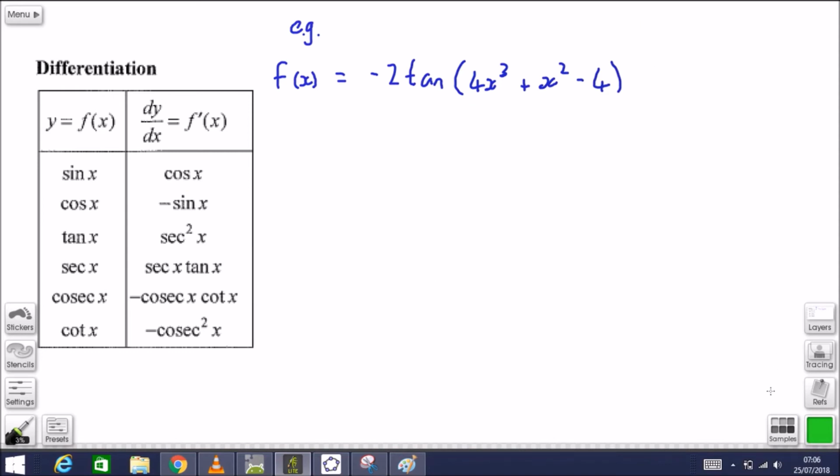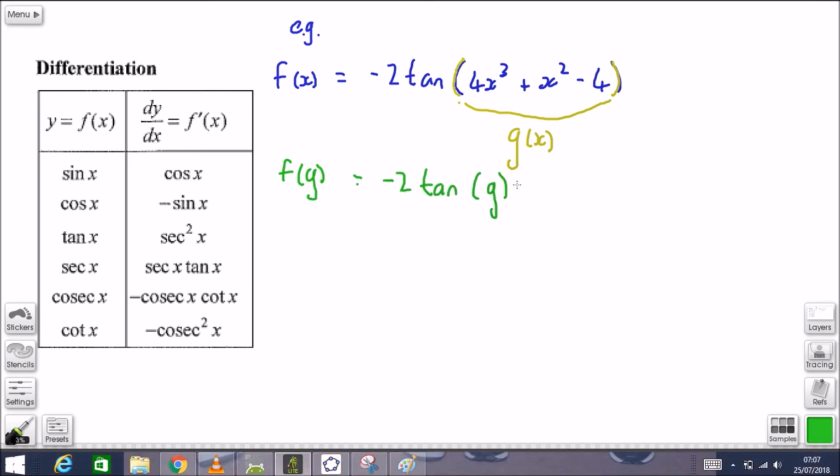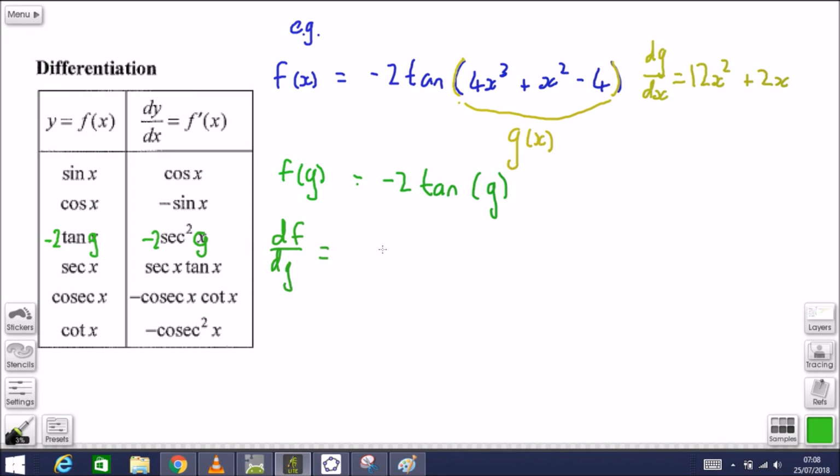Right. Here's one more slightly trickier one, but still the same routine. Just using your formula sheet and the chain rule, we can see that we've got inner function g of x again, and outer function negative 2 tan g. We'll derive the inner function, and if we just look at our formula sheet, we can change this. If you multiply by 2, you multiply the answer by 2, and if you multiply by negative 1, you multiply the answer by negative 1, and we're differentiating with respect to g, not x.